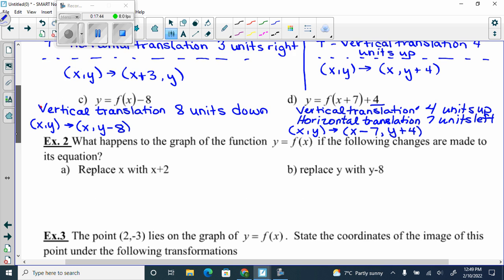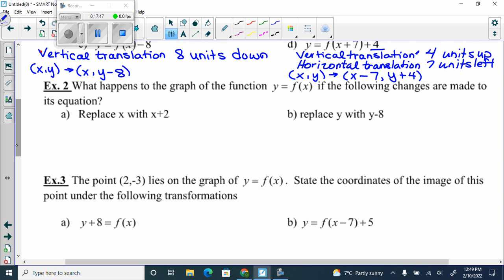Okay. We're going to do a little bit of replacement. So here it says, what happens to the graph of y equals f of x if the following changes are made in the equation? So we're going to replace x with x plus 2. So we go to our function, we take this x, we're like, no thank you. We toss it behind our head and we replace it with x plus 2. We're going to go y equals f, toss the x out, and replace it with x plus 2. When you replace doesn't mean you keep it. Replace means you take the x, toss it away, put in the x plus 2.